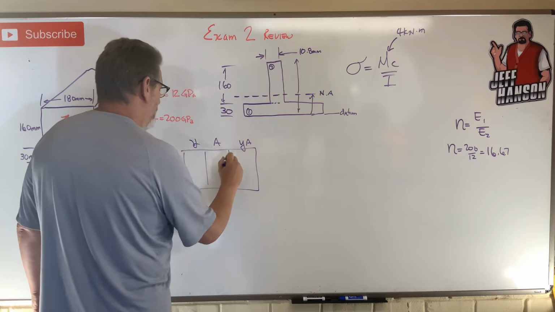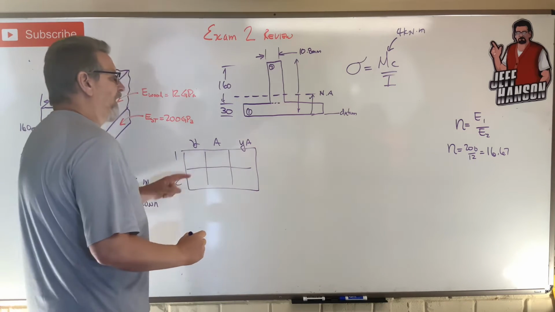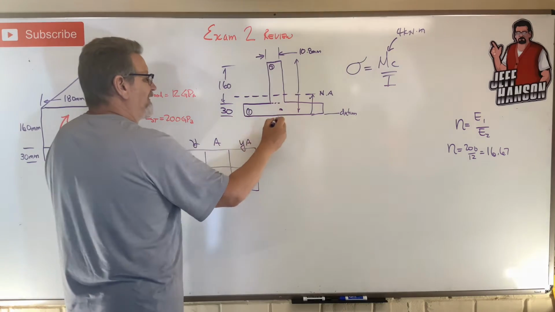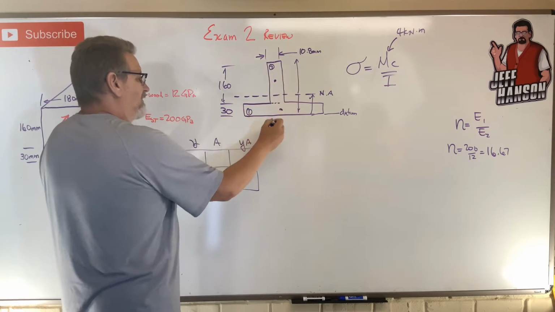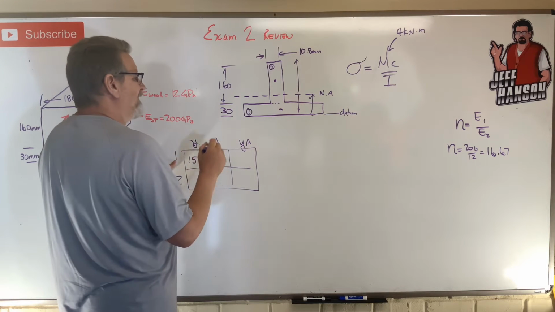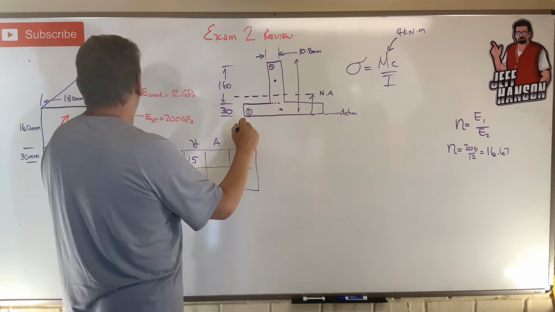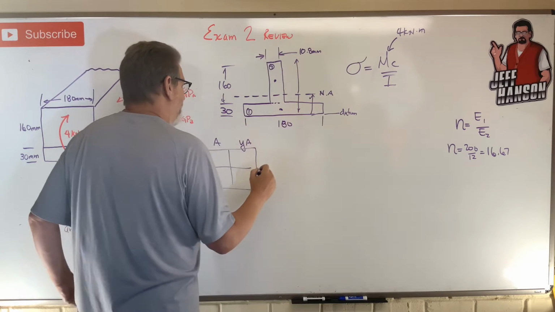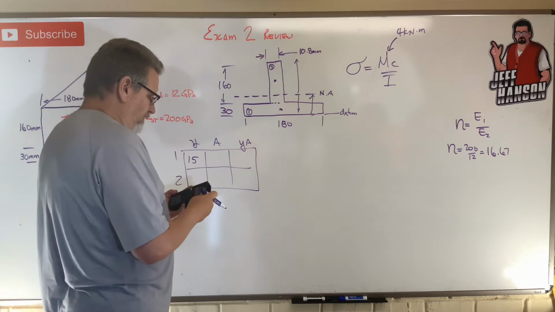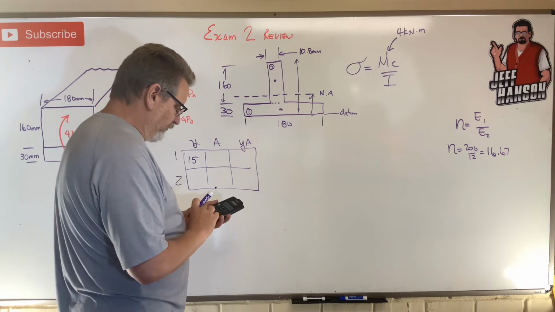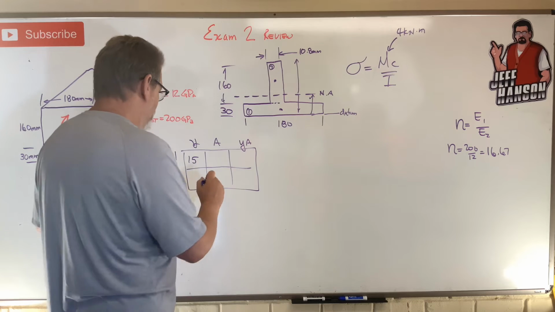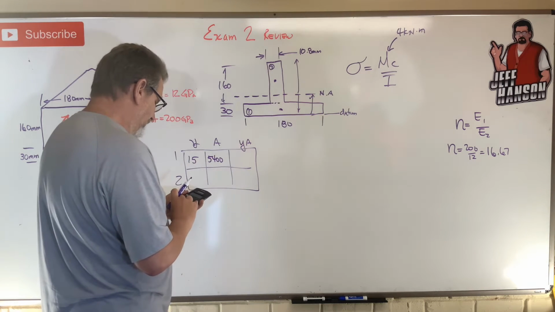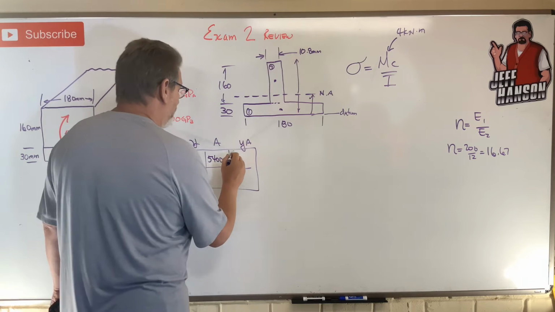And here we go. So for shape 1, y bar is, there he is right there. Right there's shape 2. 15. And the area is 30 times 180, right? This was 180. And so 30 times 180 is 5,400, and then times 15 is 81,000.